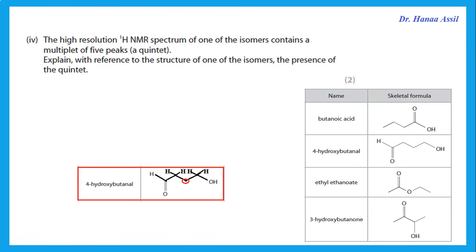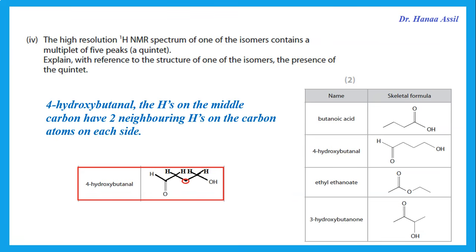So this one, 4-hydroxybutanal, the protons on the carbon in the middle have 2 hydrogens on the neighboring carbon from one side and 2 hydrogens on the neighboring carbon from the other side. So it has a total of 4 hydrogens on neighboring carbons. This will give a splitting of 5 peaks.